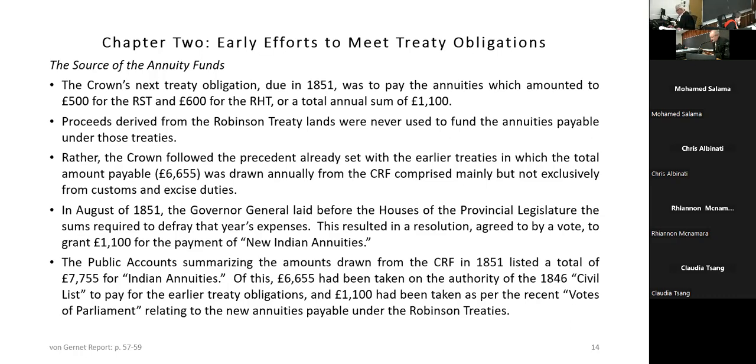So the proceeds that were derived from Robinson Treaty lands were not used and were never used to fund the annuities payable. What do you mean they were never used? Well, they just weren't used. I mean, they came out of the CRF. In that sense, the Crown simply followed the precedent that had already been set with the earlier treaties. Because remember, the pre-1850 treaties were all funded by the CRF in their annual amounts.